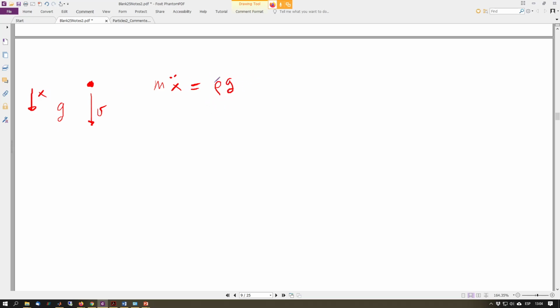If this is constant, it would be accelerating every time this is different from 0, and our acceleration would be rho divided by m times g. In fact, in this case rho for this particle would be equal to m, so we have m x double dot equals m g. So in fact our acceleration will be exactly g. This is with no friction.